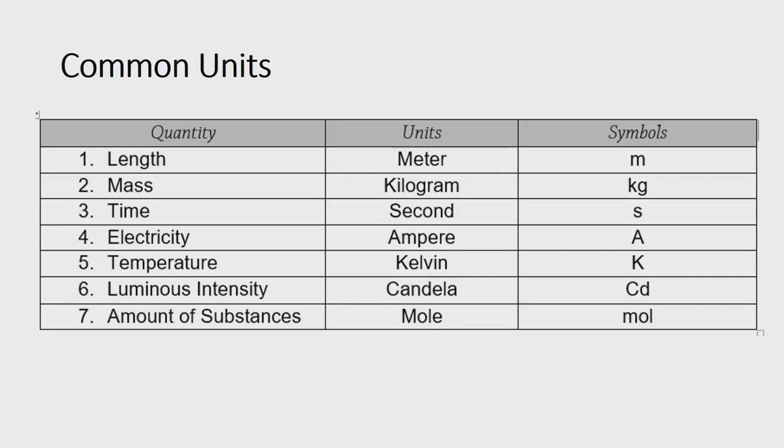Units for those: meter, kilogram, second. Electricity is ampere. Temperature is Kelvin. Kelvin is the SI unit for temperature. Fahrenheit and degree Celsius are not SI units. So you have to know that. For luminous intensity, it is candela, and for amount of substance it is mole. The symbols are m, kg, s, capital A for ampere, and capital K for Kelvin.